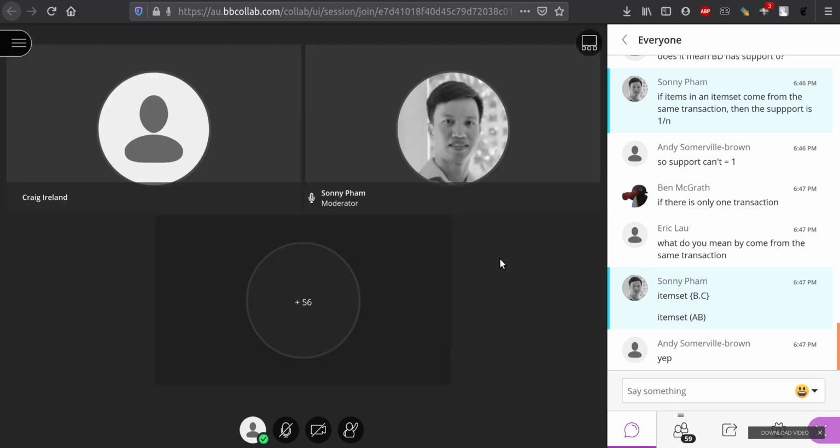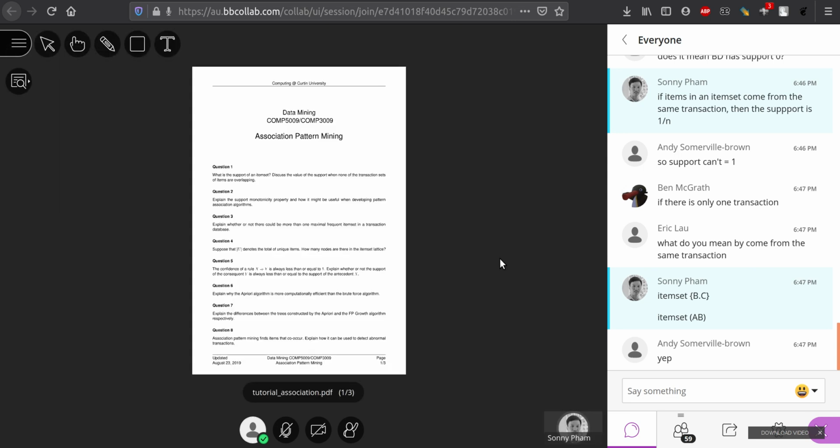It's just that people forgot about the cases when the support is 0. They just think about 1/n, and forgot that support could be other possibilities. So that's the first question. Let's have a look at the second question now.